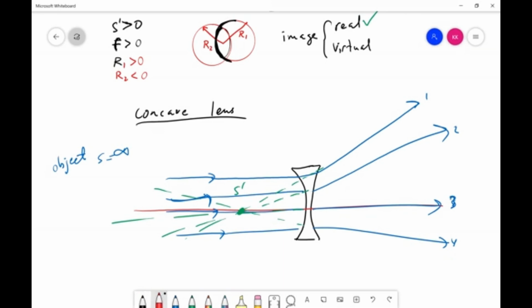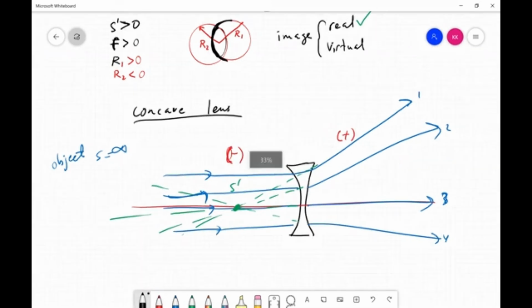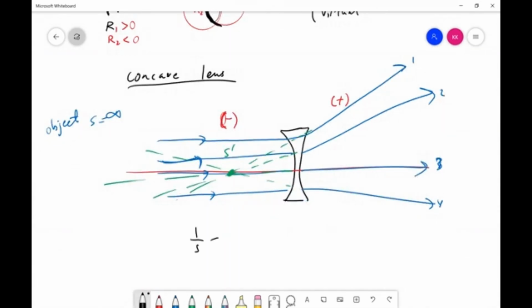Again, remember, our positive side is still this side here, because it's the side where the light is outgoing. And then the negative is here. That means the negative is the front and the positive is the back of the lens. Again, if I use this equation, 1 over s plus 1 over s prime equals 1 over f. Since the object is infinitely far away, 1 over s is 0, so s prime is equal to the focal length. So this is how we find the focal length, by basically finding the image position.